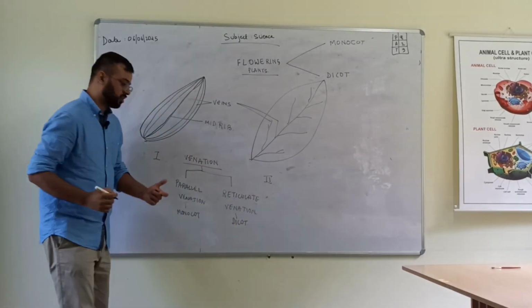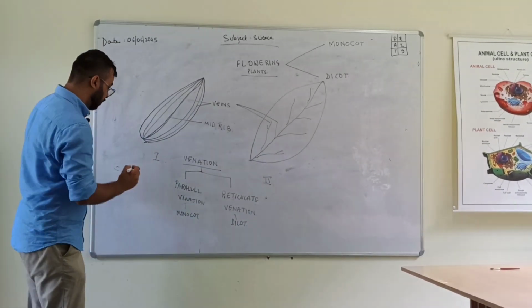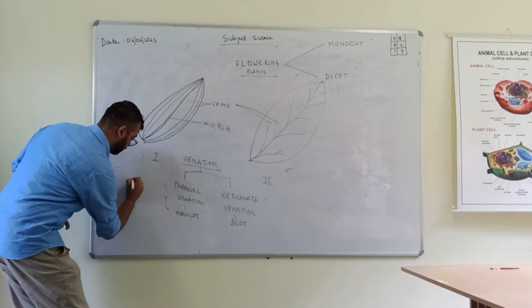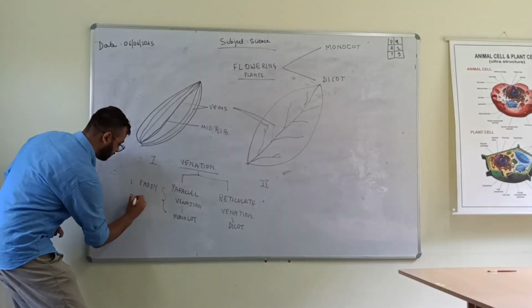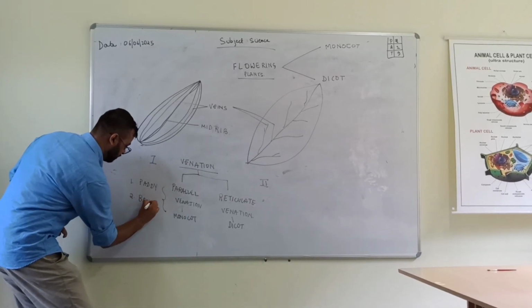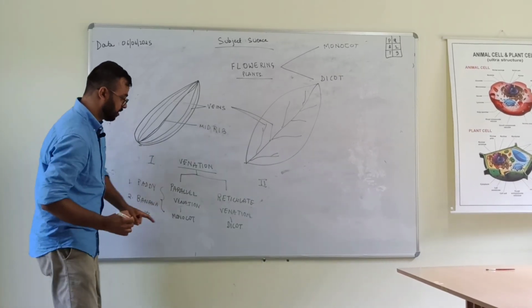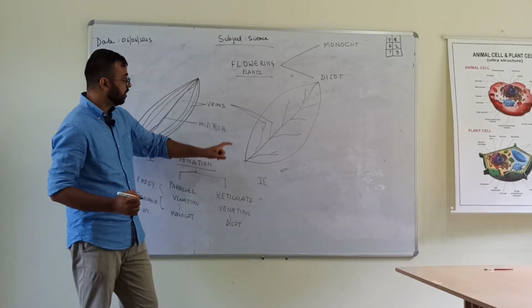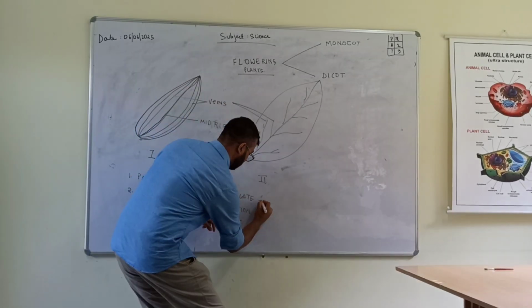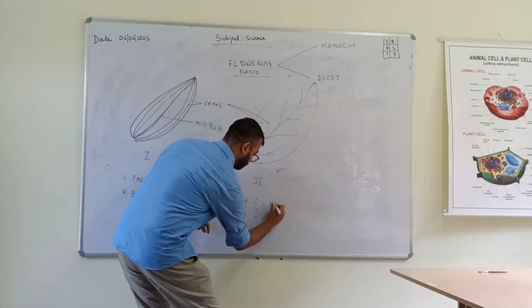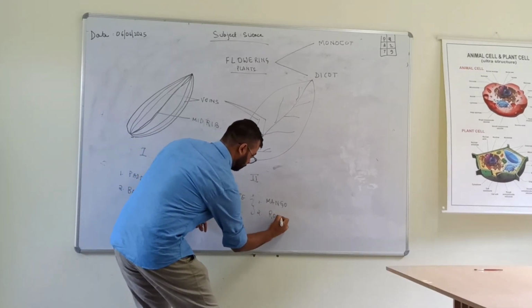Some examples of monocot plants which have parallel venation are paddy and banana, and others. Two examples of dicot plants which have reticulate venation are mango and rose.